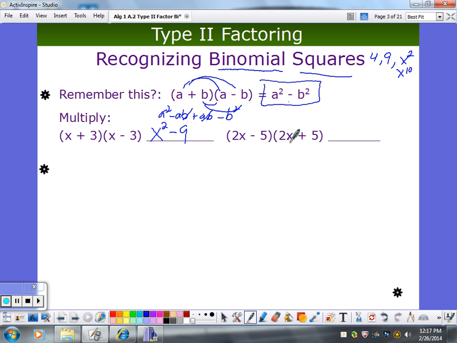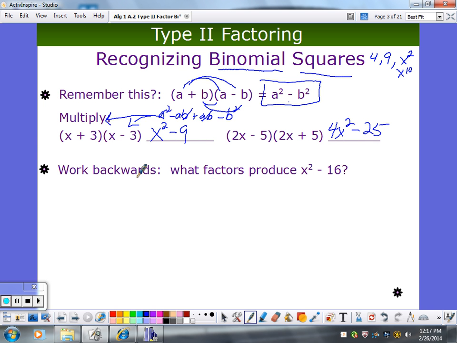If you have that, careful with this one. 2x minus 5, 2x plus 5. What do you get? 4x squared. Awesome. Yes, 2 times 2 is 4. Don't forget to do that one as well. Great. Now what we're going to do is we're kind of going to work backwards. So if you're given a polynomial that looks like this, a perfect square minus a perfect square, that means they're going to go backwards to this.